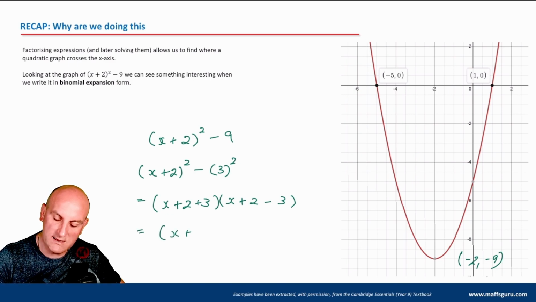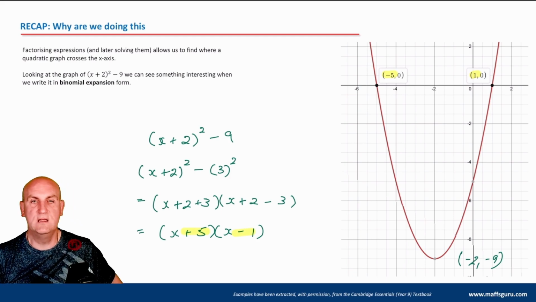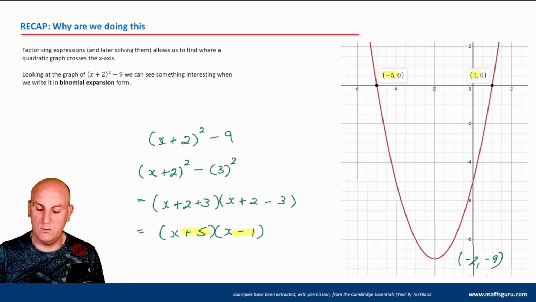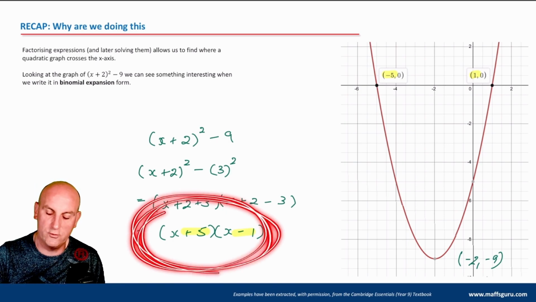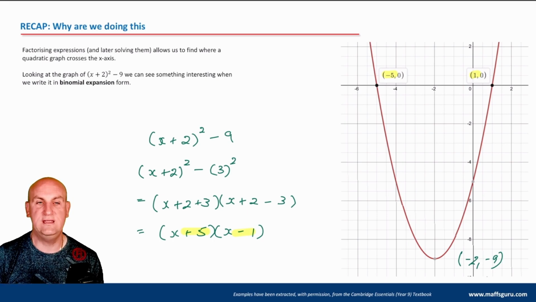And we get x plus 5, x minus 1. What do you suddenly notice about this? Well, that seems to have a minus 5 there, but a plus 5 in the brackets. That has a plus 1 there, but a minus 1 in the brackets. So again, what I'm trying to say is later on we're going to get to a point where we know that this factorized form here actually helps us find where it crosses the x-axis.